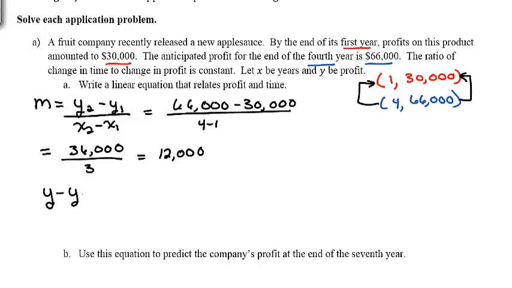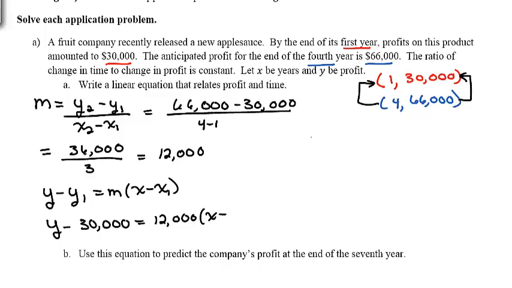Now we're going to use the point-slope form, y minus y1 equals m times the quantity x minus x1, and we're going to write the equation of the line. So y minus, and you can pick whichever of these two points you want to use. I'll just always use the first point unless the other point is something a lot easier to use for some reason, but they're both about the same. So it's going to be y minus 30,000 equals 12,000, which was our slope, times the quantity x minus the x-coordinate, which was 1.